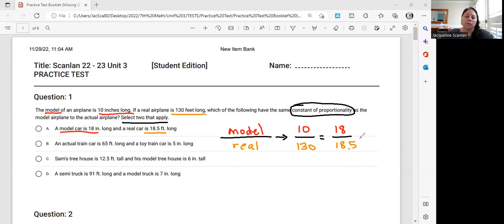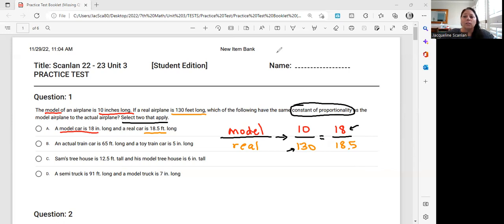My logic tells me that there's no way that these two fractions could be equal to each other. Compare the numerator to the denominator in the first fraction. Well, the numerator is 10 and the denominator is 130. Those are really, really far apart numbers. There is no way that 18 compared to 18.5 could be the same exact thing as 10 over 130. There's no way that these two fractions could be equal.